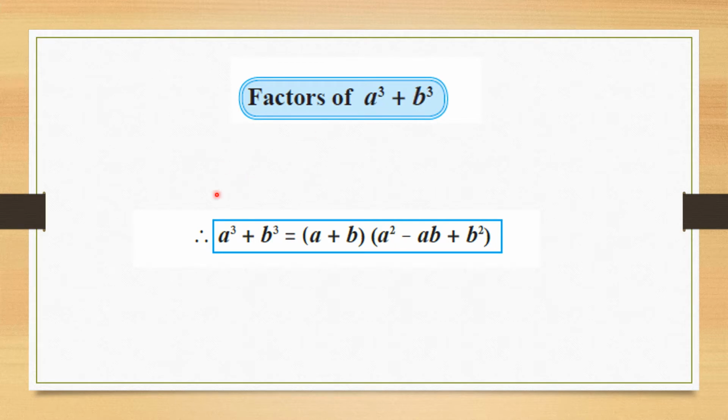So here this is the formula to expand any expression of the form a cube plus b cube. And the formula here is a cube plus b cube is equal to a plus b into the bracket a square minus ab plus b square. We'll be using this formula in solving the sums.